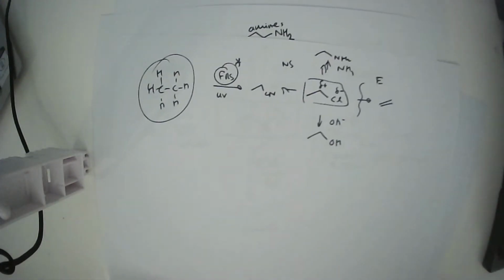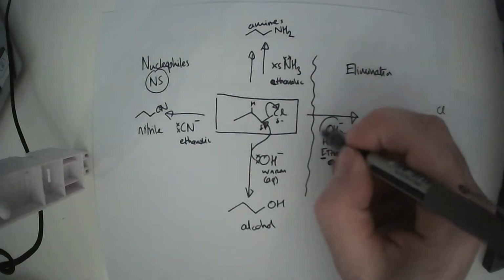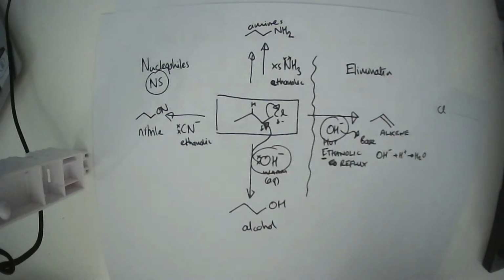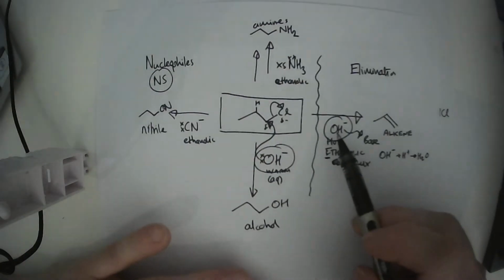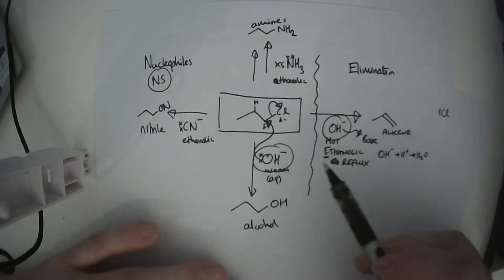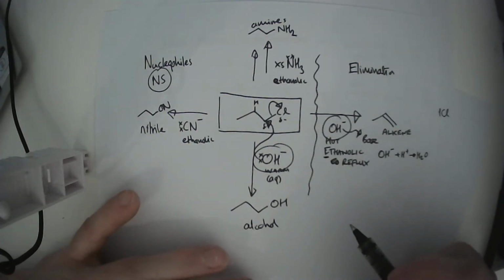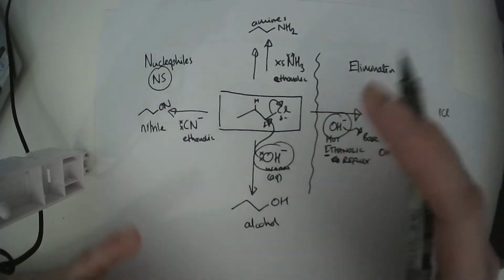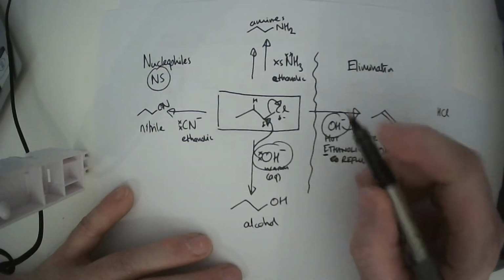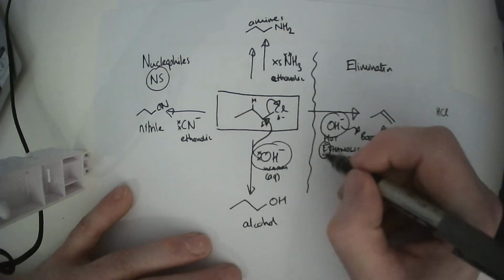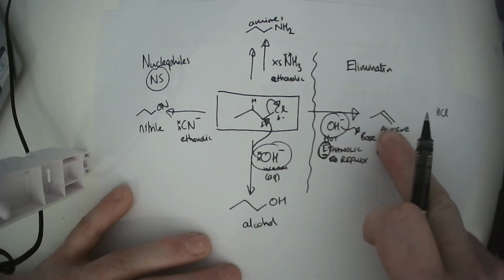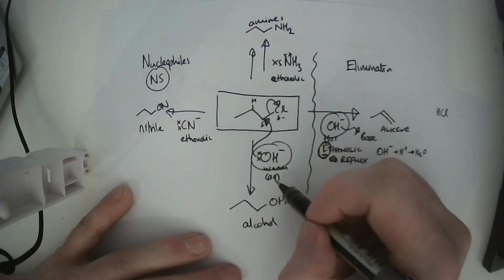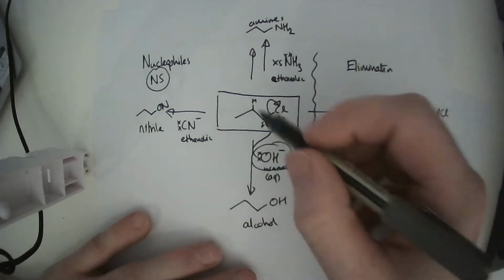Do you notice on this diagram that we've got OH minus here and OH minus here? OH minus in 2 different situations. The examiner of course is going to ask you about adding OH minus, and they're going to try and catch you out. The simple way to do it: if it's OH minus with ethanol, that's elimination. You're going to make an alkene. OH minus warm or aqueous, you're going to make an alcohol.